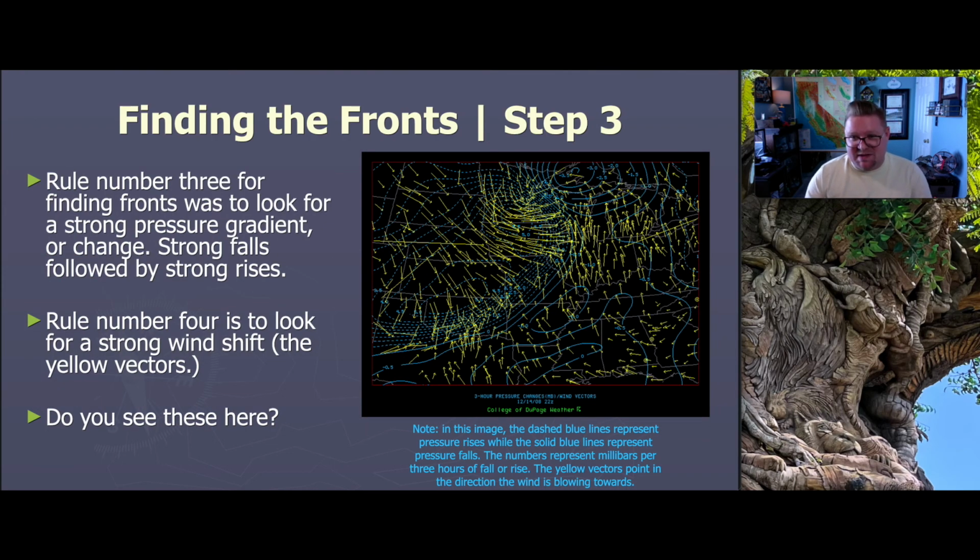Now, which moves us into step 3. This map is a little more complicated, but you'll see why. Rule number 3 for finding fronts is to look for a strong pressure gradient or change. Strong falls followed by strong rises. Then we move into rule number 4, which is to look for the strong wind shift, which is going to be part of the yellow lines. The yellow lines are the wind direction, so actually looking at how the wind is flowing. I can observe in this diagram that all of this wind is being forced into this low pressure area here.